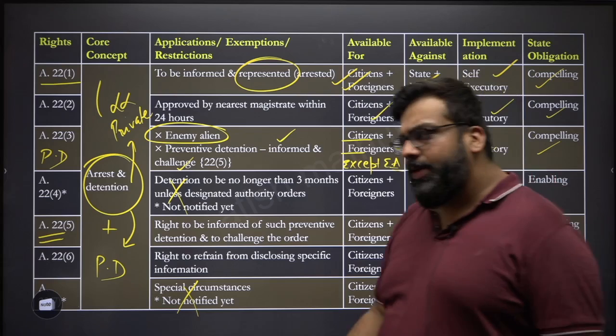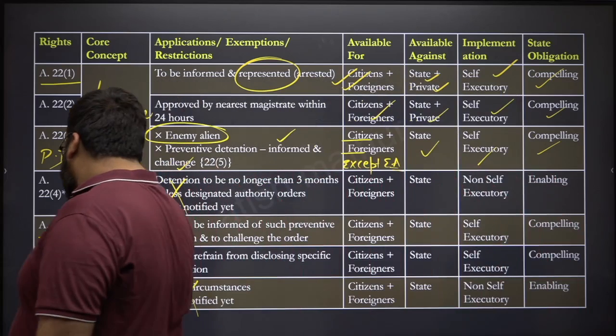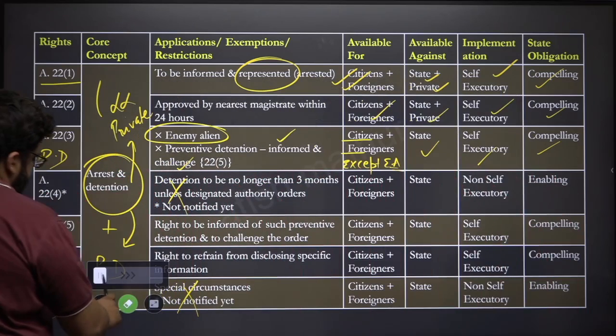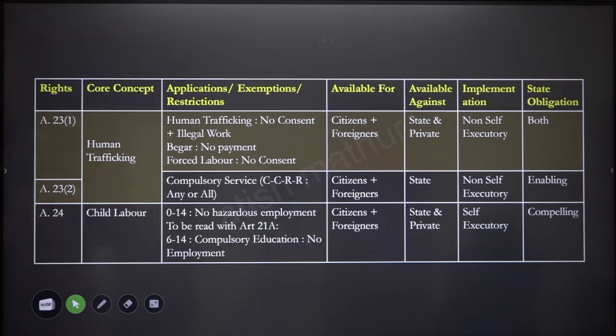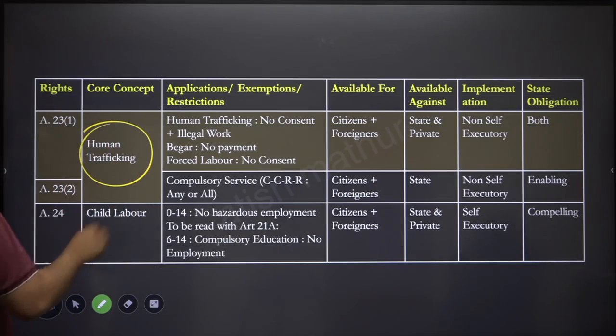Anything more than this, very honestly, is irrelevant. Please don't bother as far as the exam is concerned. Okay, now we move to 23 and 24, which are your exploitation rights. Now 23 talks about human trafficking and 24 specifically talks about child labor.